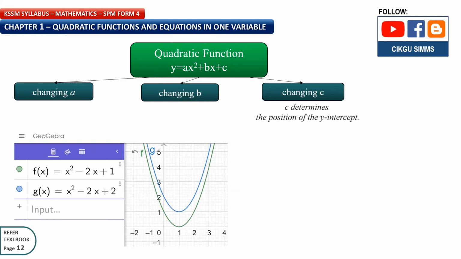Okay, so we see the last one. What if we change c? Here we also have a function f(x) and another function g(x). For f(x), the c is 1. For function g(x), the c is 2. You can see the difference is the height, right? Okay, I give you a simpler example.